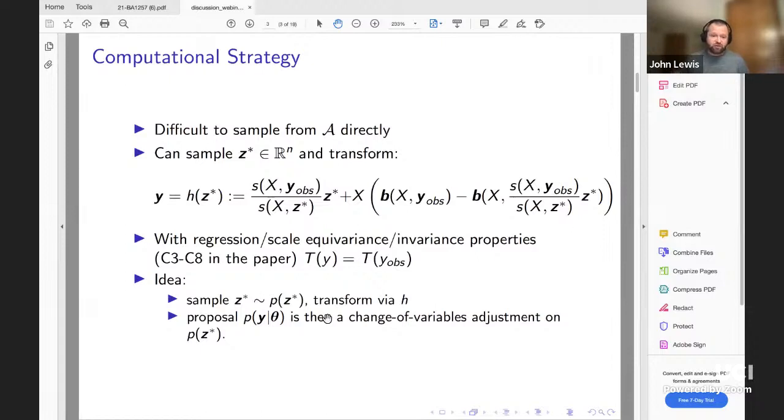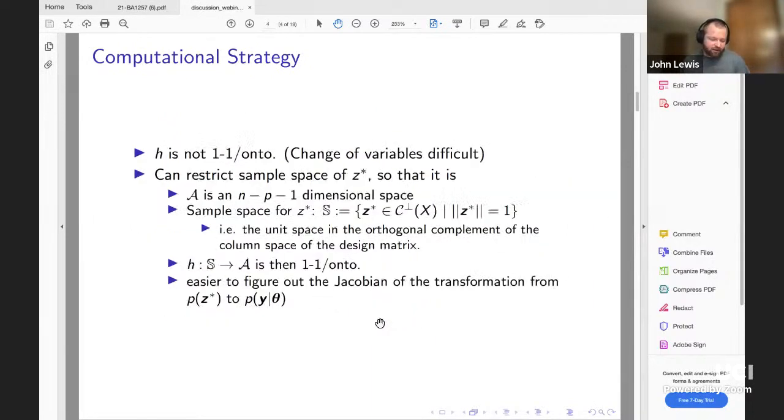I do this H transformation with Z star, then T of Y is going to be the same as T of Y obs. The basic idea is, if we start with a Z star from some distribution and transform via H, we can just appeal to change of variables adjustments. Now you might ask, well, that might actually be difficult, and it is, directly, because H is not one-to-one and onto.